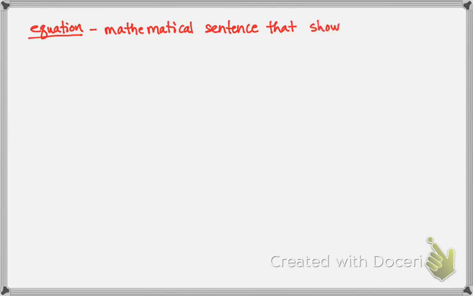So let's kind of pull out, and we'll take equation and we'll define it. We know characteristics of it, so let's just give it a quick definition. So it's a mathematical sentence that shows that two expressions are equal to each other.